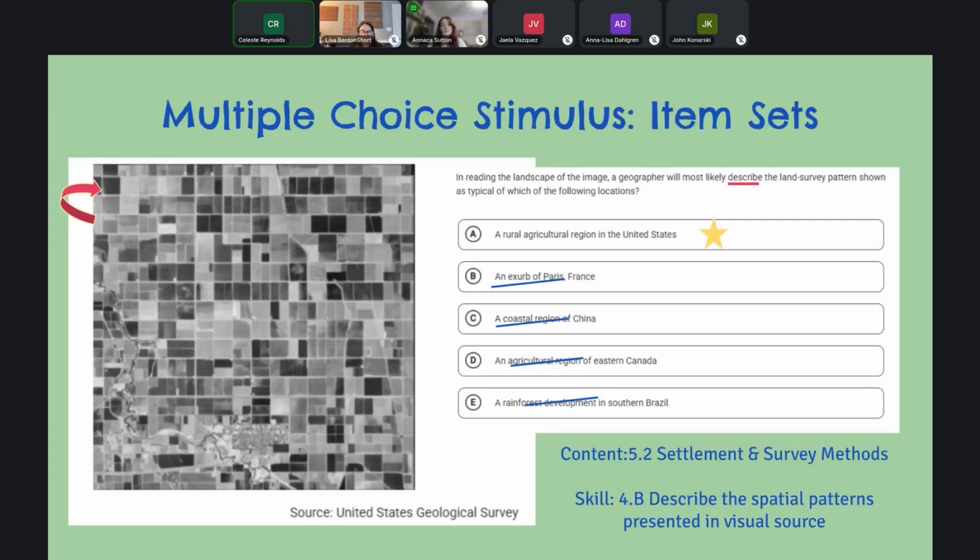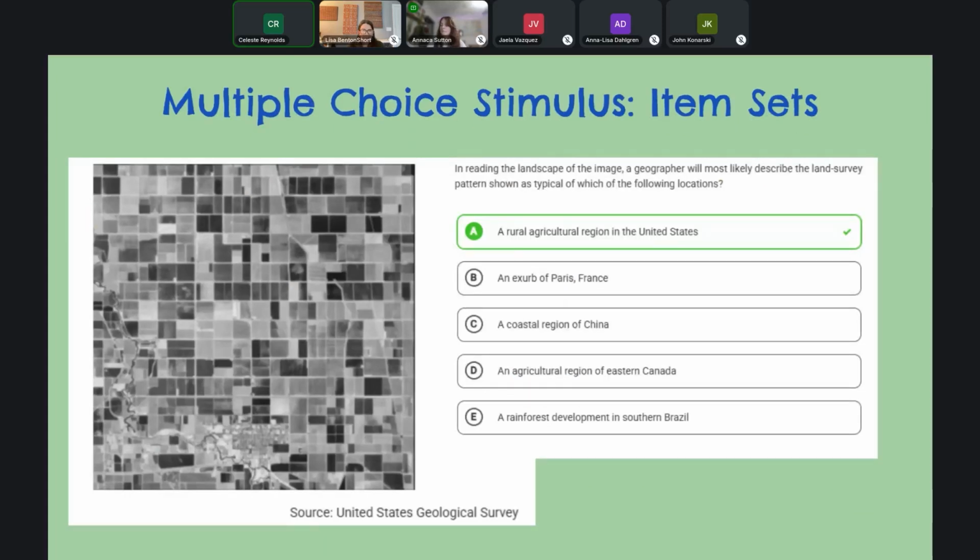And then, is it a rainforest development in southern Brazil? Is it that organized in a forest in Brazil? No, that's probably going to look not as organized as what we're seeing here. So if you go to the next slide, the correct answer is A. Next slide, please.